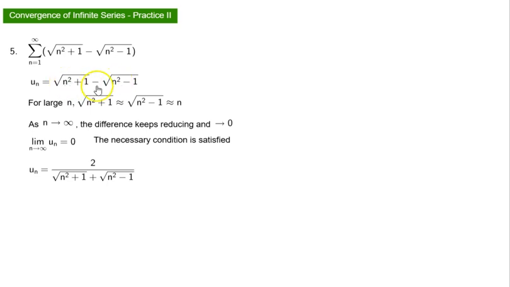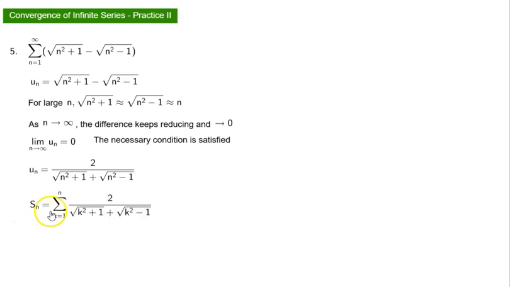Then we have a minus b times a plus b. So square of this minus square of this. Squaring will take off the square roots. We will have n square plus 1 minus n square plus 1. So n square cancels out, and we have 1 plus 1, 2. And in the denominator, the conjugate will be there. So we have got this now as the nth term.